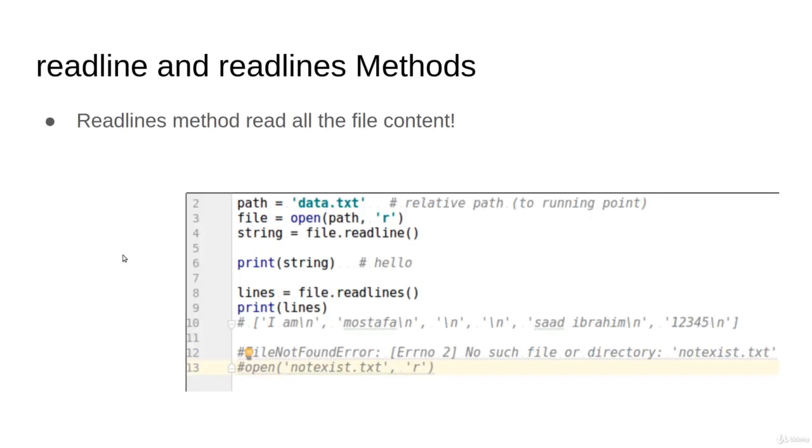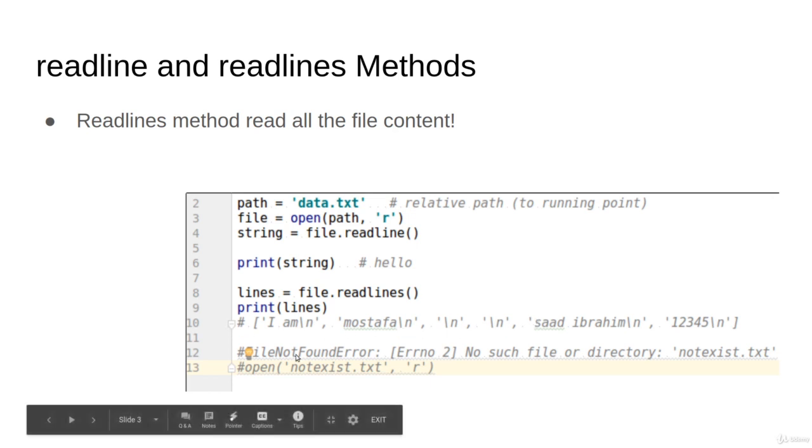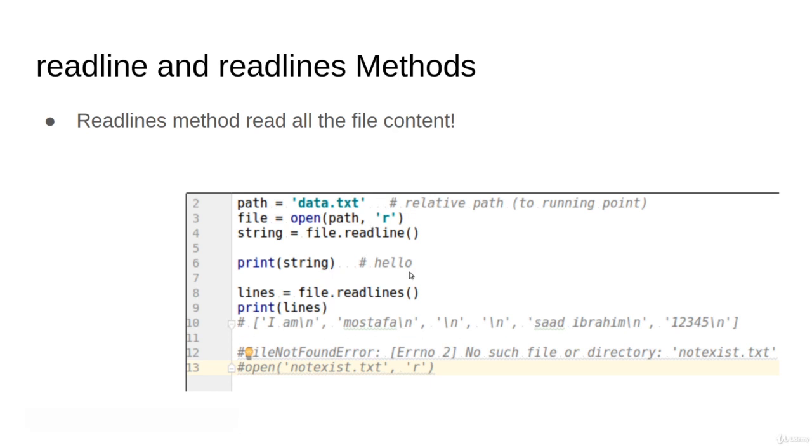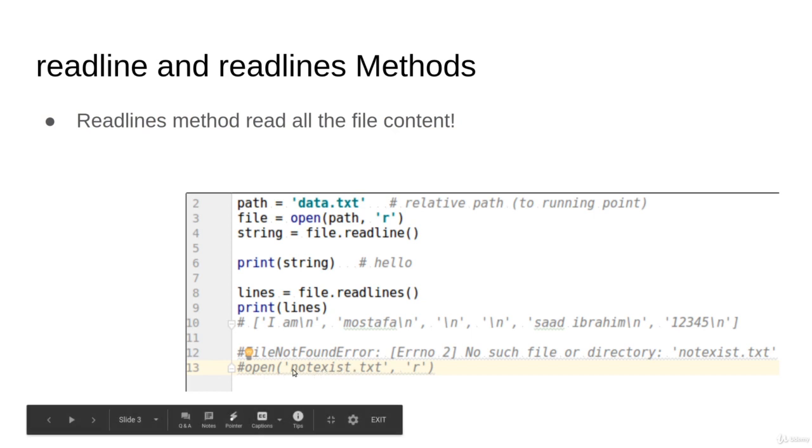Let's see more. There are more functionalities available from the file object. The first one is file.readline, and this is going to read only a single line for you, which here is the word hello. The second one is .readlines. The function .readlines will read all of the content and return it as a list of strings. Observe the content. You notice the \n in different places here. On the other side, observe also that if we try to open a file that doesn't exist, we will get a file not found error, which means this path doesn't exist.